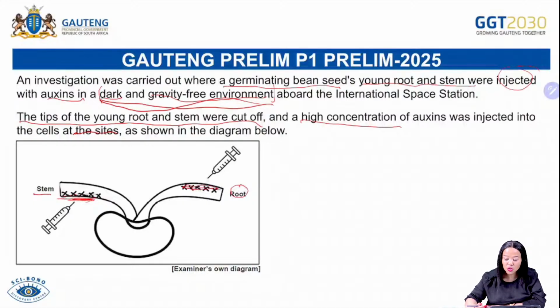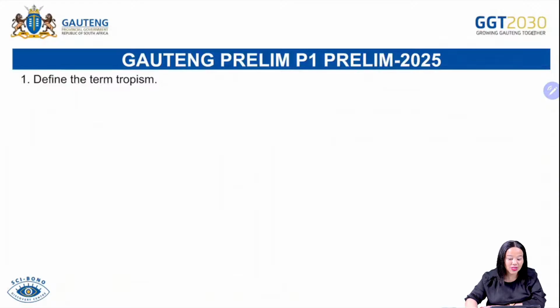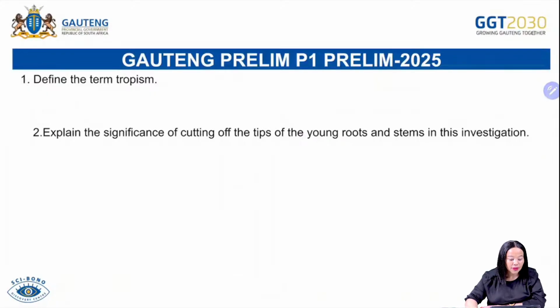Having to answer these questions, let's first start with the first question. It says, define the term tropism. What is your understanding of the term tropism? The second question says, explain the significance of cutting off the tip of young roots and stems in this investigation.